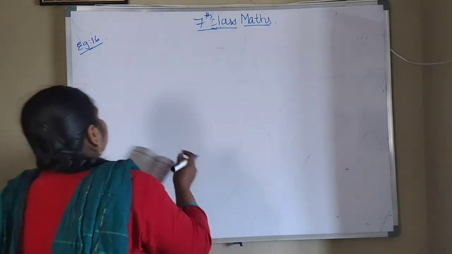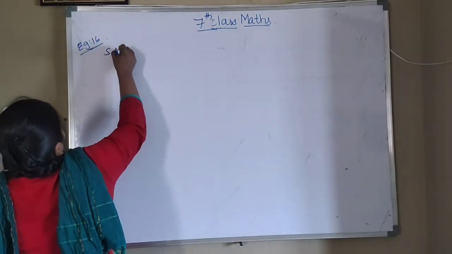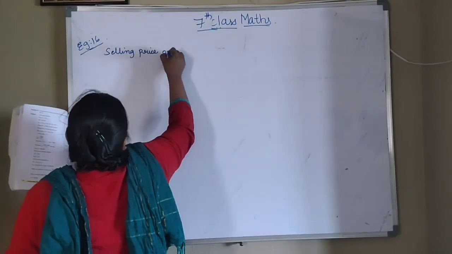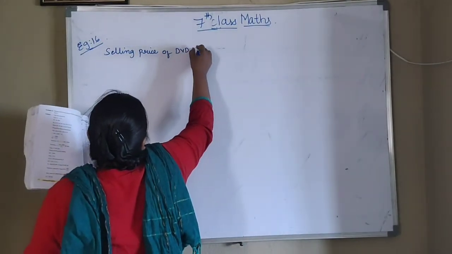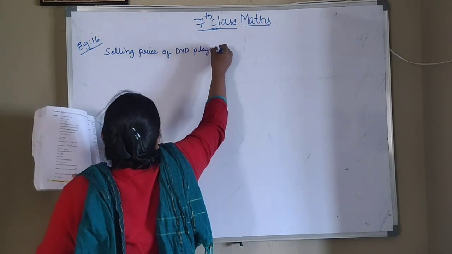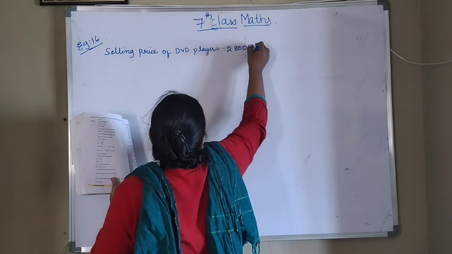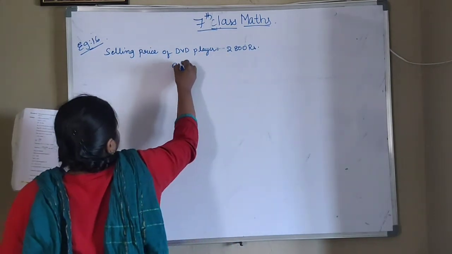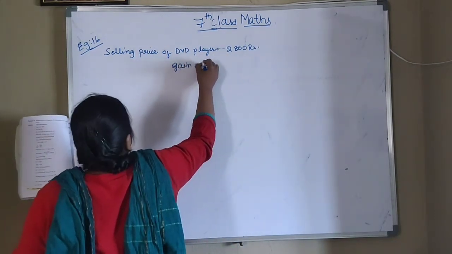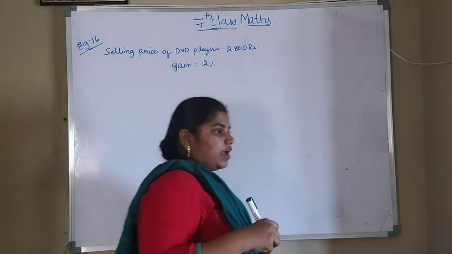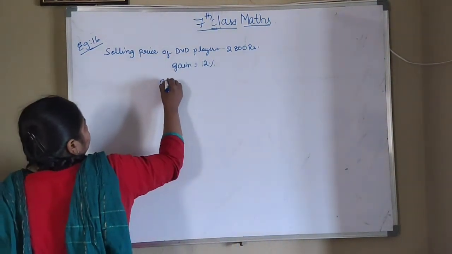So selling price of the DVD player is how much? 2,800 rupees. After selling that, how much gain did he get? He got the gain of 12%. Now what we have to find? We have to find the CP value.